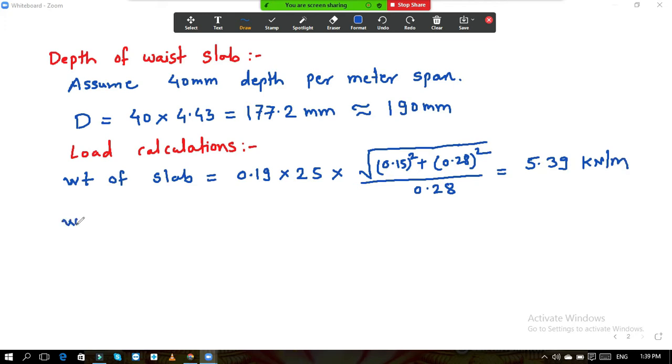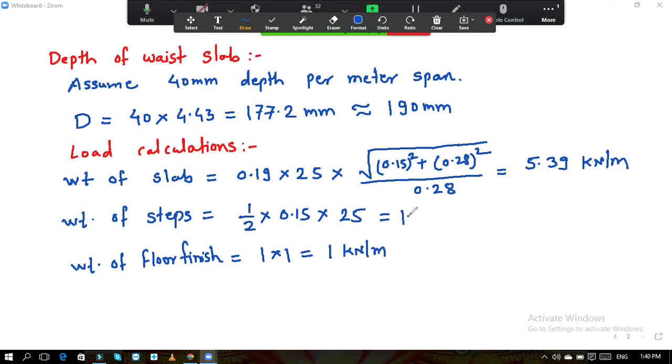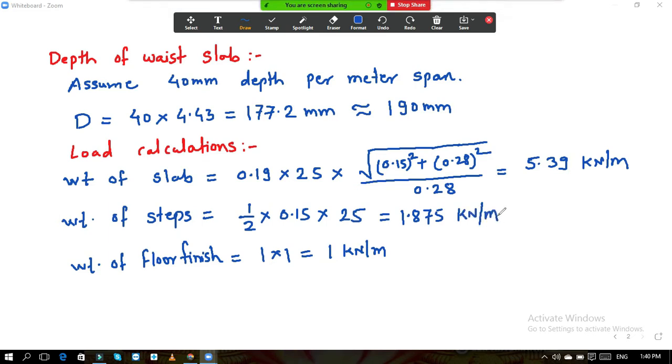After that, the weight of steps. How do we calculate the weight of steps? It is r by 2 into 25. So it is half into your riser 0.15 into 25 into 1 is also there. Let me know the answer of this. The answer is 1.875 kilonewton per meter. So these are the dead loads.